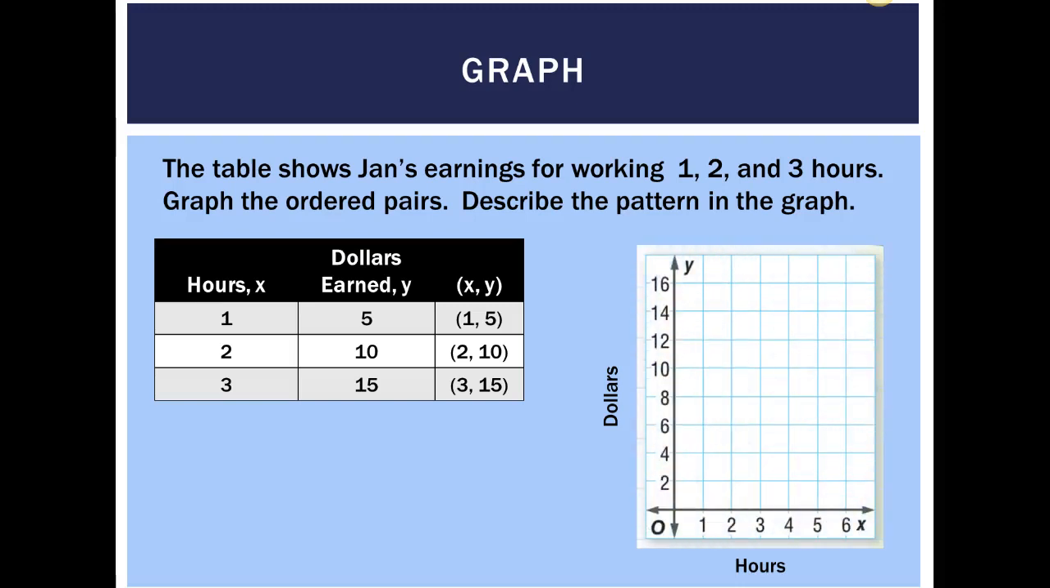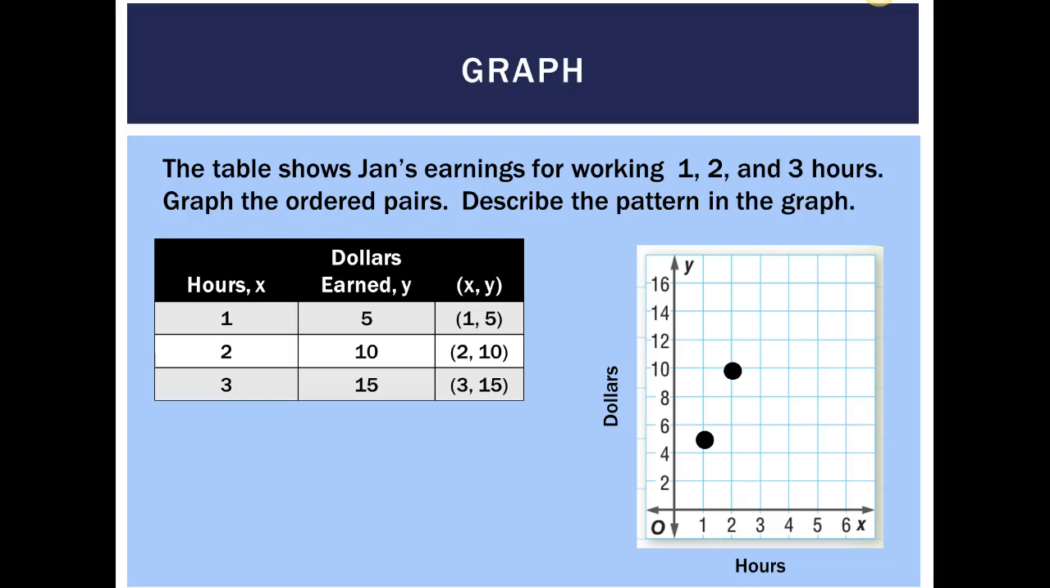As you can see, hours is along the x-axis and corresponds to the x-coordinate. Dollars is along the y-axis and corresponds to the y-coordinate. If Jan works 1 hour, she earns $5. We go over to 1 and up to 5 and put our dot there. If Jan works 2 hours, she earns $10. We go over 2 and up 10 to place the second dot.